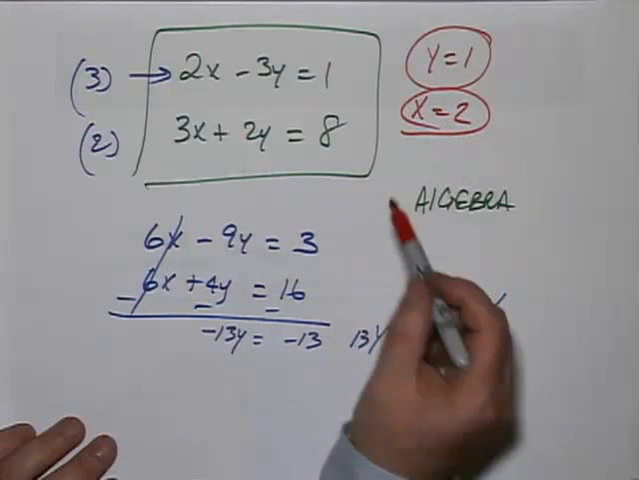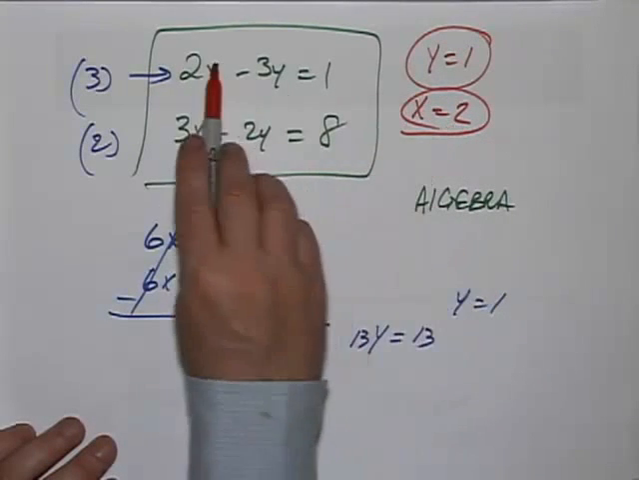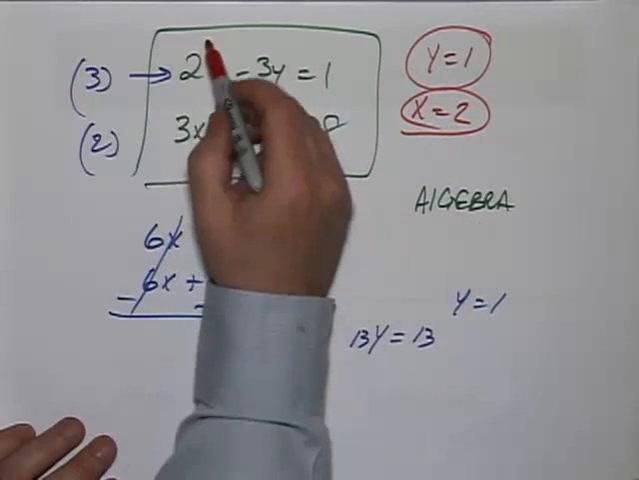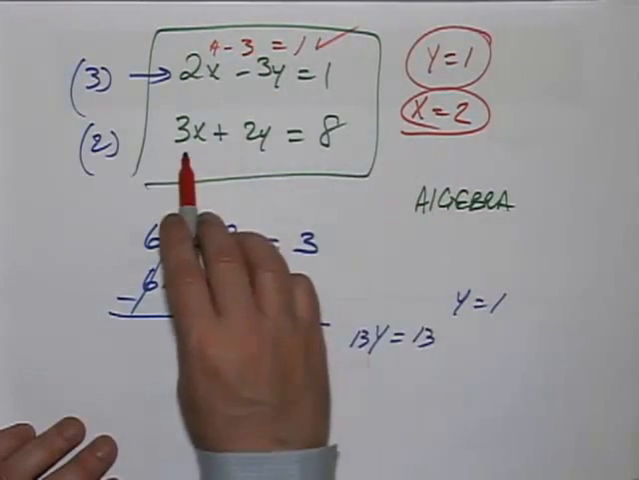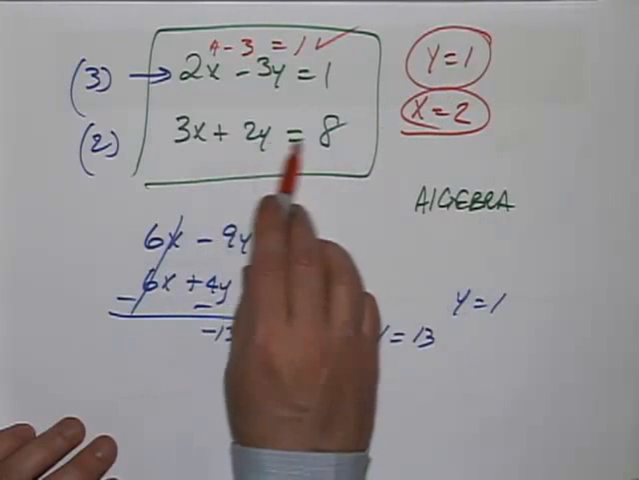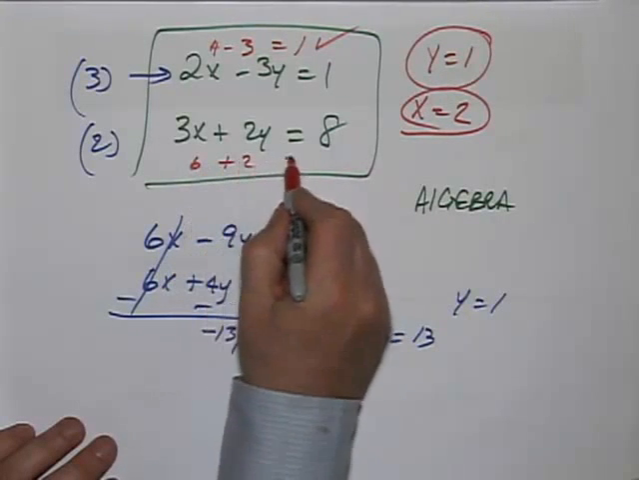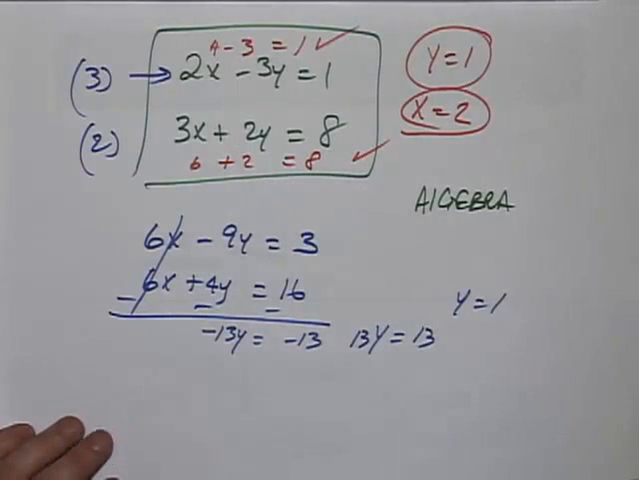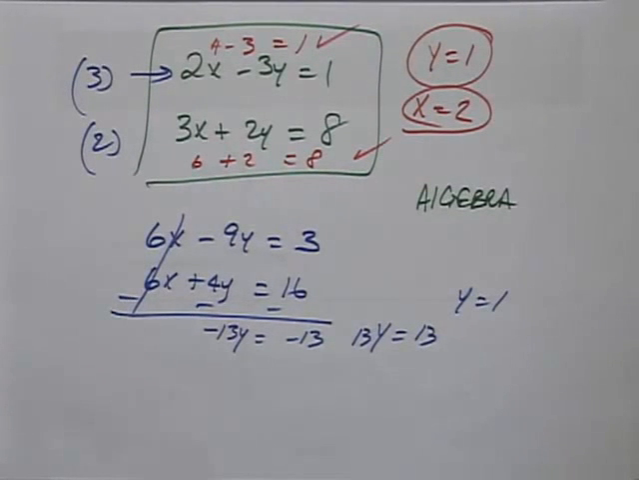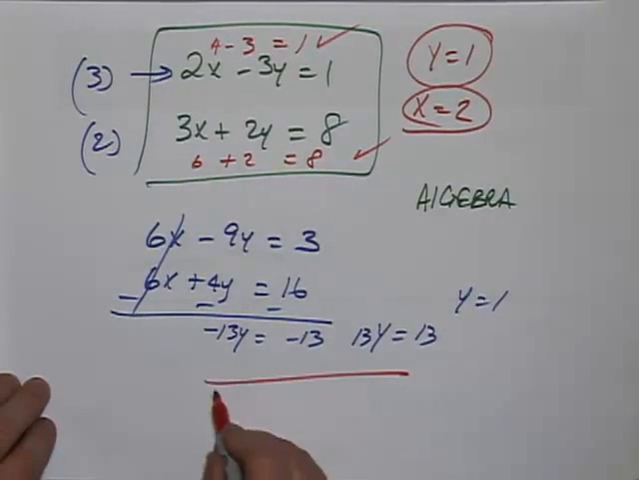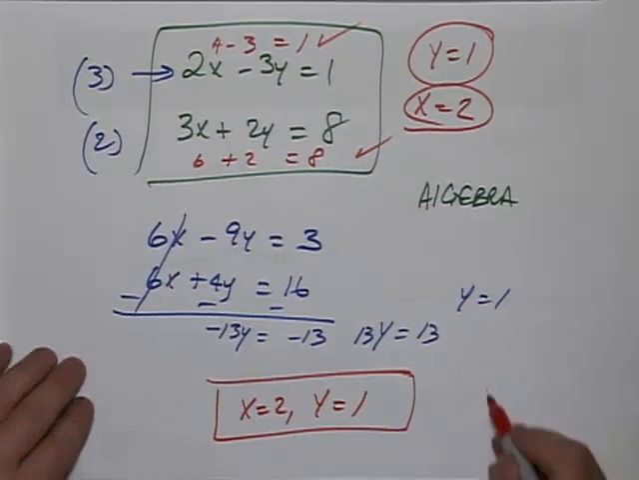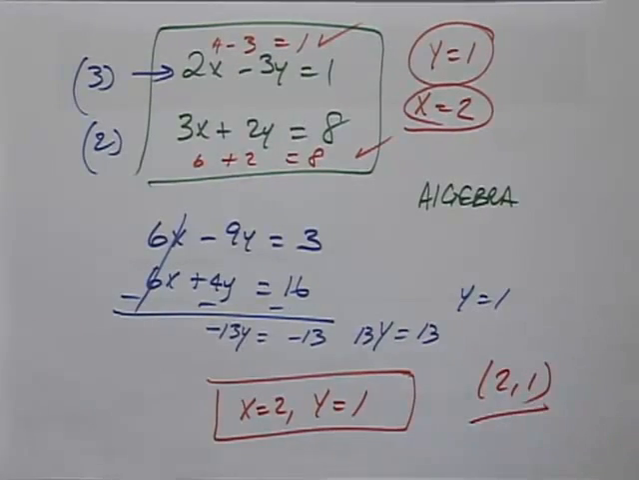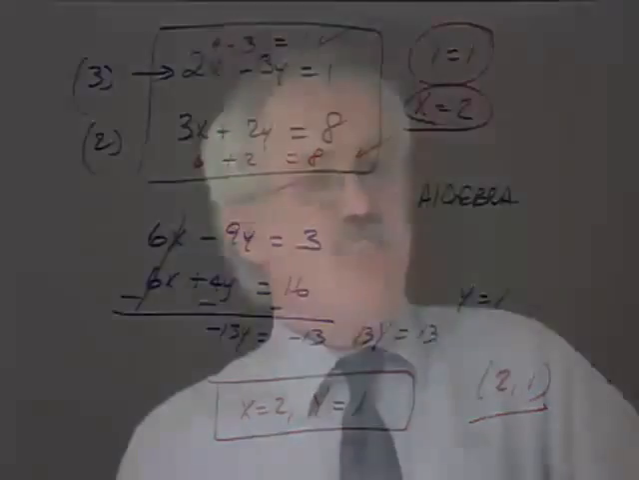And let's see if that's right. 2 times 2 minus 3 times 1 is 4 minus 3 is 1. That's correct. 3 times 2 is 6, plus 2 times 1 is 2, is 8. That's correct. So what we're saying is that if you were doing this purely by algebra, you would find out that x is 2 and y is 1. So the point 2, 1 would be an important point for you. Okay? We just leave that there as noise.